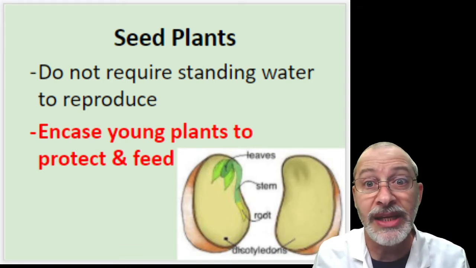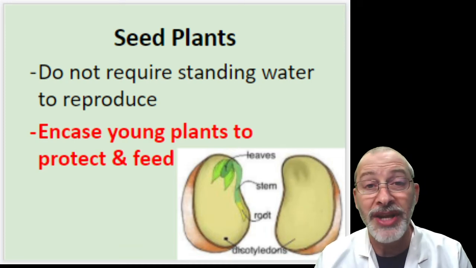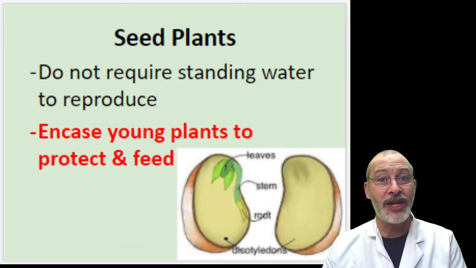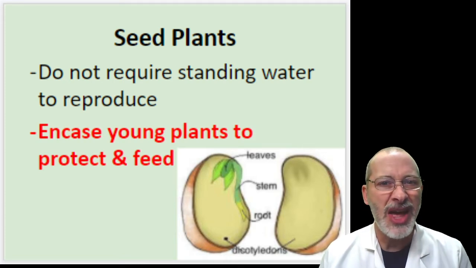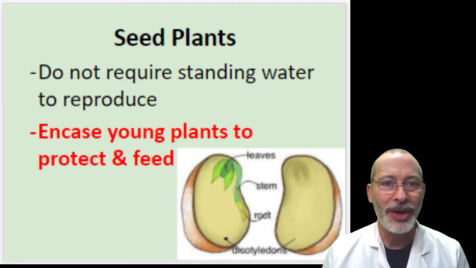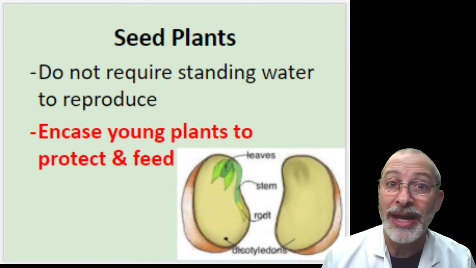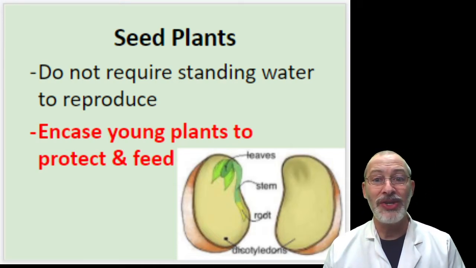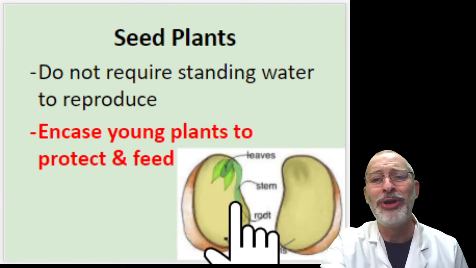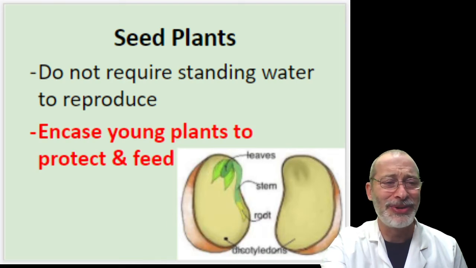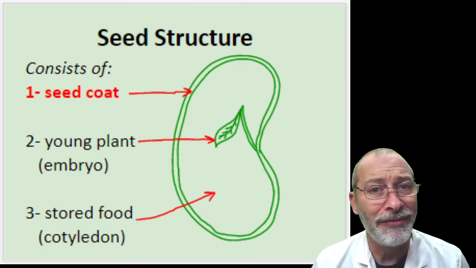But humans encase their young, and the higher the level of the organism, the more protection there is for the young to keep it safe until it is ready to be independent. And so we see the first signs of this as we continue our tour through the various kingdoms of organisms on planet Earth with seed plants. Seed plants encase their young to protect them and to feed them. And if you look at this little picture here, look at the little baby plant. Isn't that so cute? So let's zoom in a little bit more on the structure of the seed.